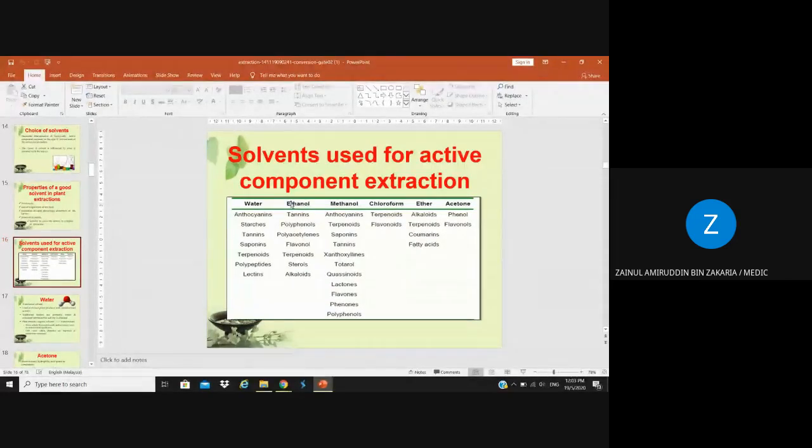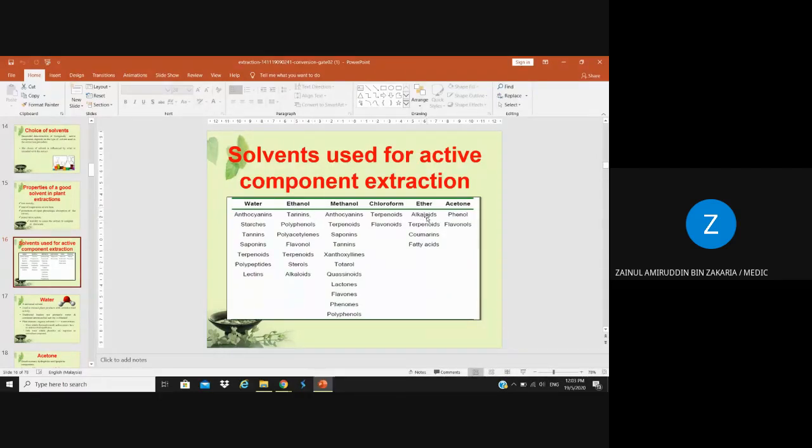There will be 2 layers after that, because petroleum ether and water will not mix together. So you will have a water-based compound, and you will also have a lipid-based compound from petroleum ether. You can separate the two. Then you go back to the water mixture again.